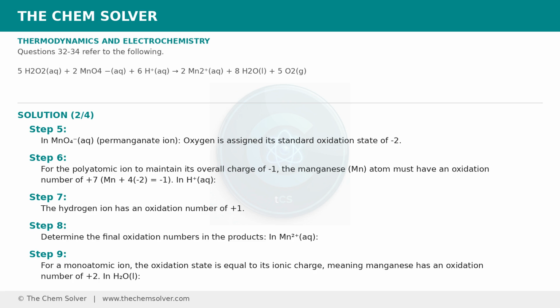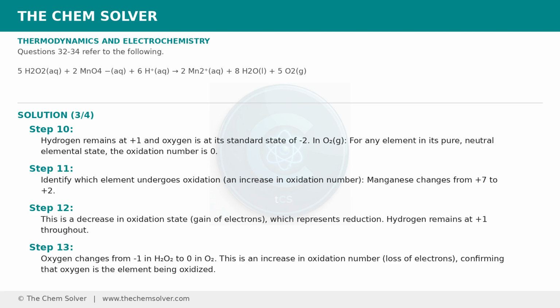Determine the final oxidation numbers in the products. In Mn²⁺, for a monoatomic ion, the oxidation state is equal to its ionic charge, meaning manganese has an oxidation number of +2. In H2O, hydrogen remains at +1 and oxygen is at its standard state of -2. In O2, for any element in its pure, neutral elemental state, the oxidation number is 0.